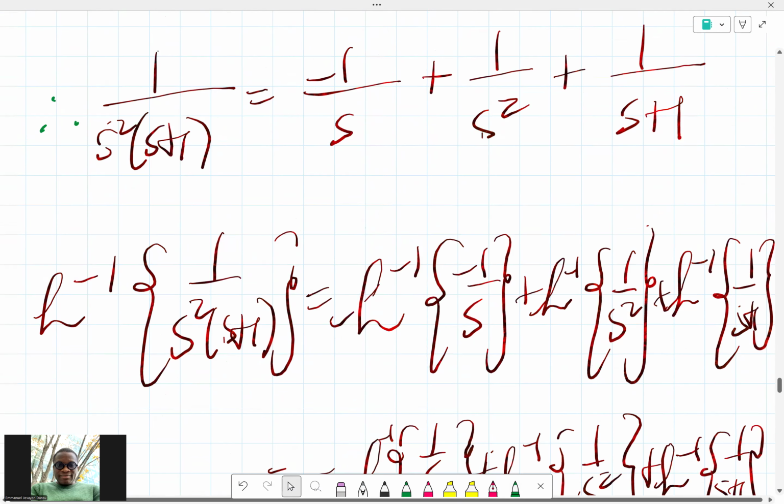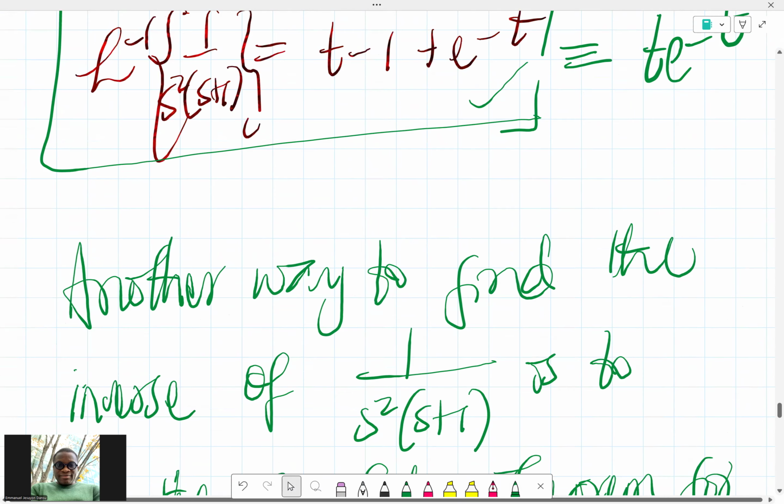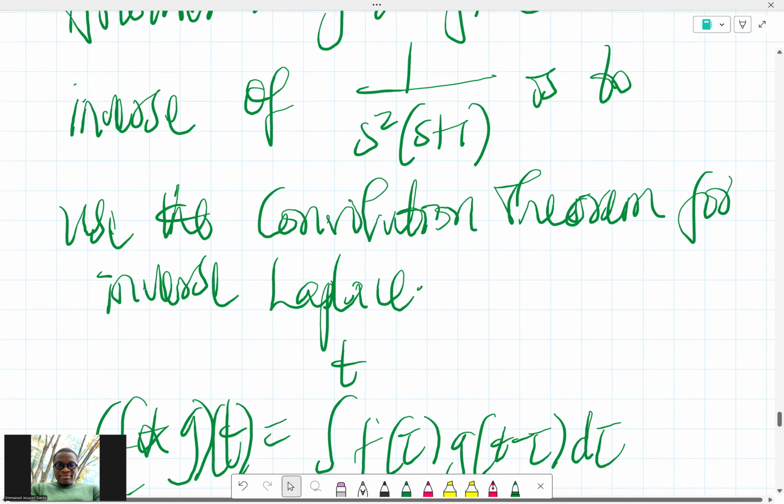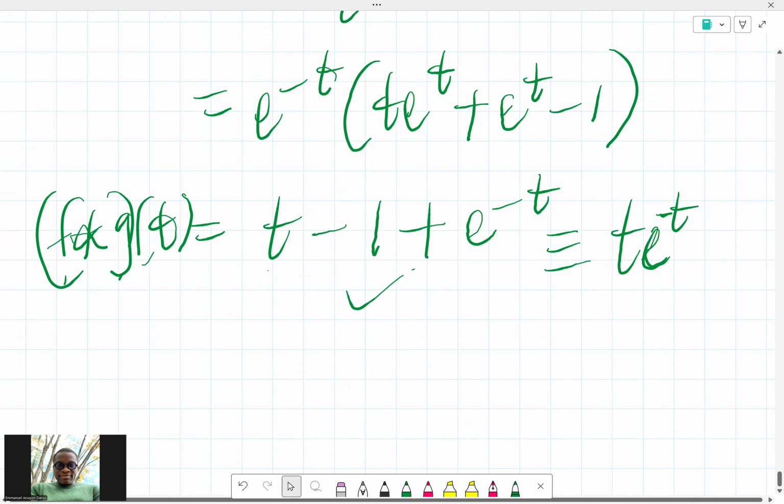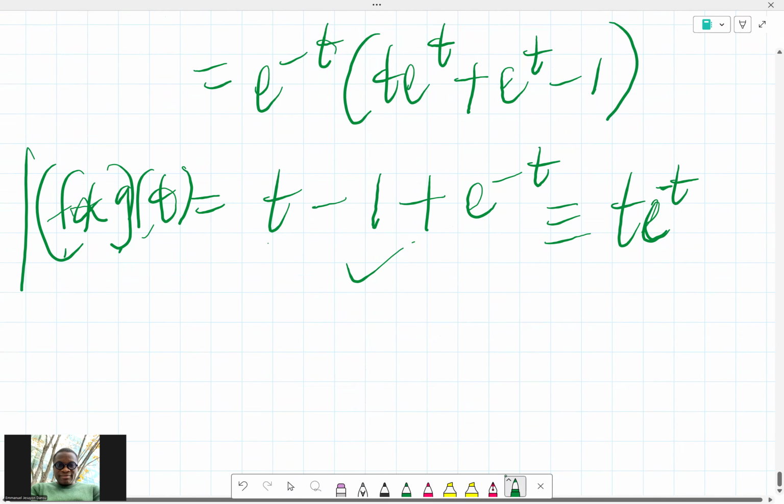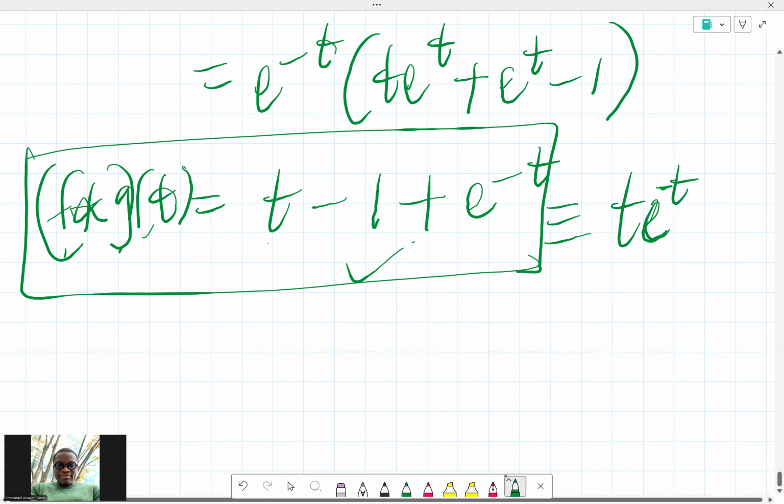t e raised power minus t, right? Yeah, t e raised power minus t. So if you put 0, if you put 1, if you put any number, they are the same. So now with this, we have gone back to the idea of inverse, and this is what we have. So that's just a revisit to that idea of inverse.